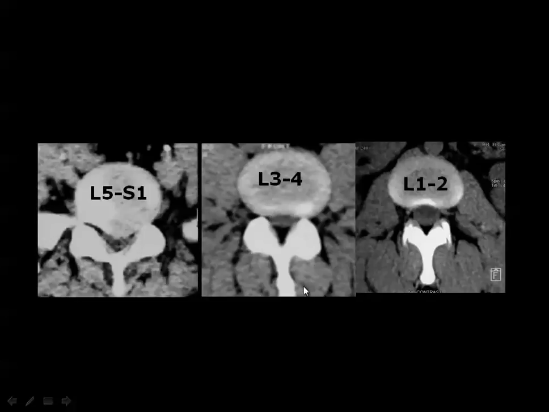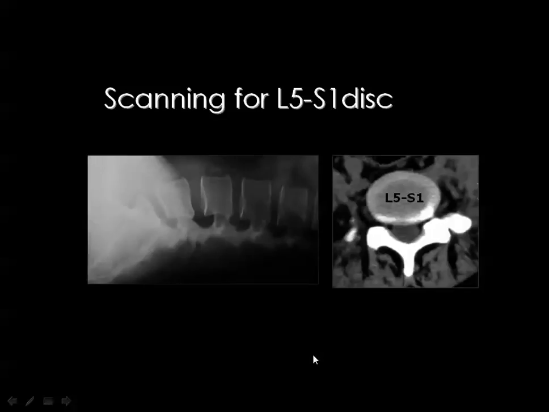This appearance is usually seen in adolescents, and this is usually seen in adults. But this disc with convex posterior margin is considered abnormal. This is disc bulge or herniation, as we will discuss after that.